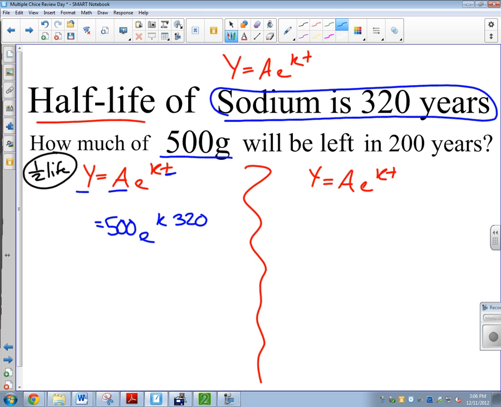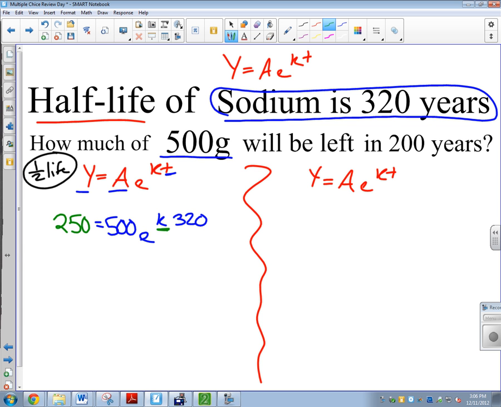But understand what the problem is. It is a half-life problem. That means how long does it take to get half of it? So if I'm starting off with 500, when I do half-life, that's going to be 250 because it is half of 500. So there's my problem. I've set it up. I am now solving for k.